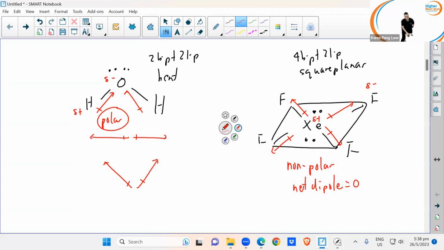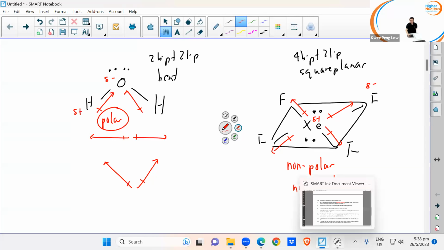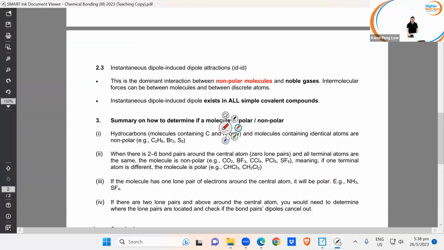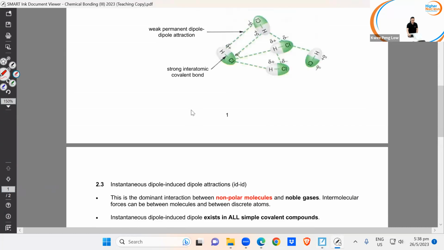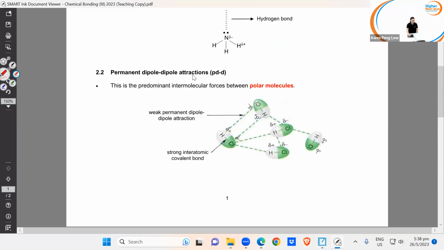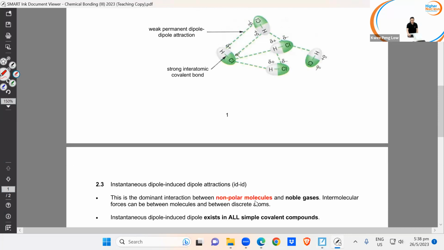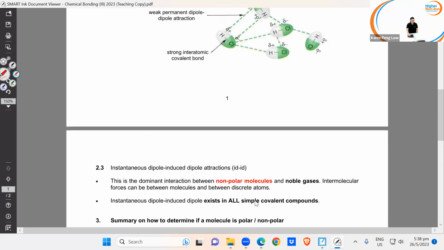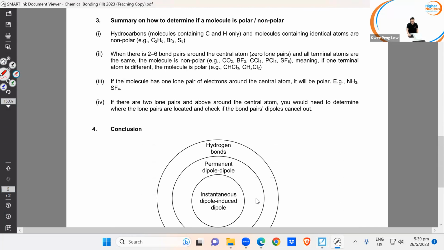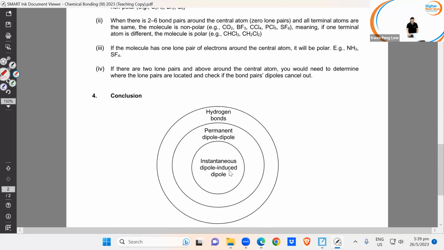Good? So these are 4 simple rules that you can follow to decide if a molecule is polar or non-polar. So ultimately, if a molecule is polar, they will possess PDD. If a molecule is non-polar, they will possess IDID. Good? So in conclusion, students, IDID is seen mainly in non-polar molecules. Now, in fact, all molecules have IDID. Okay? It's just that it's seen mainly in non-polar molecules, that's all. Polar molecules have PDD. If you have PDD, you will also have IDID.